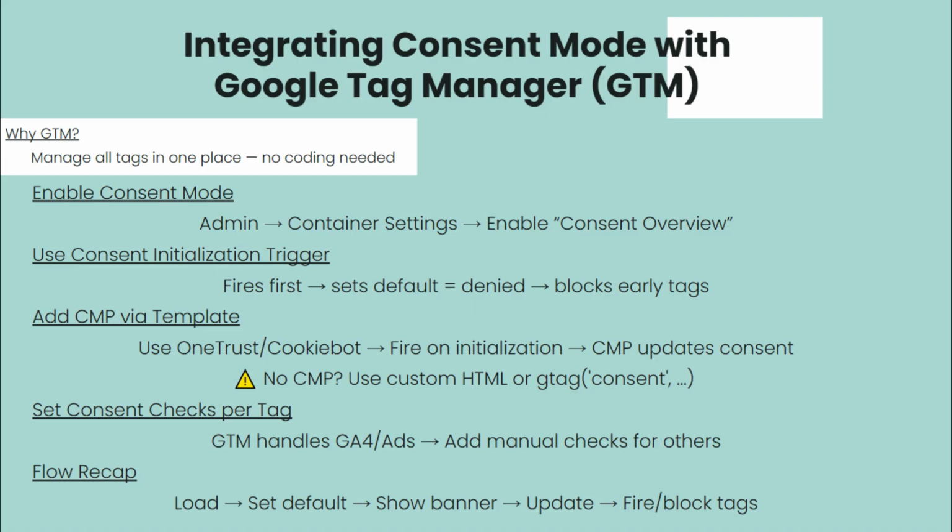In practice, if you're using official Google tag templates, GA4, Google Ads conversion, they already respect consent signals. GTM's built-in checks reflect that. They know to look for granted consent. But for any custom or non-Google tags, you may use the additional consent checks to conditionally prevent firing.